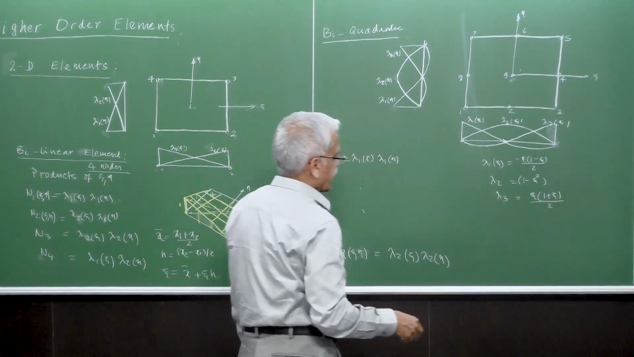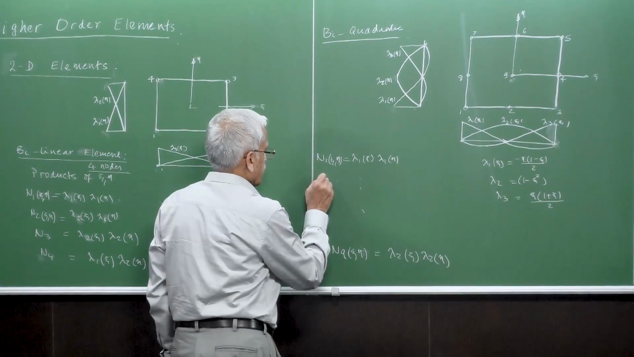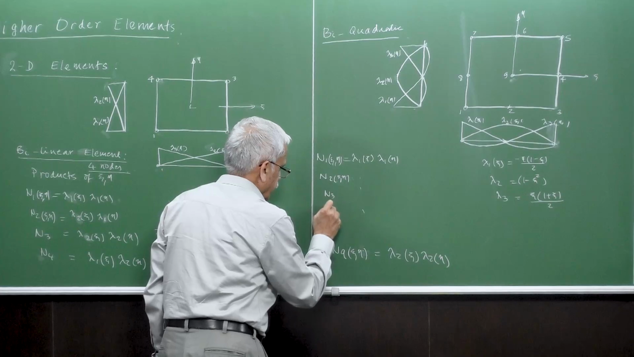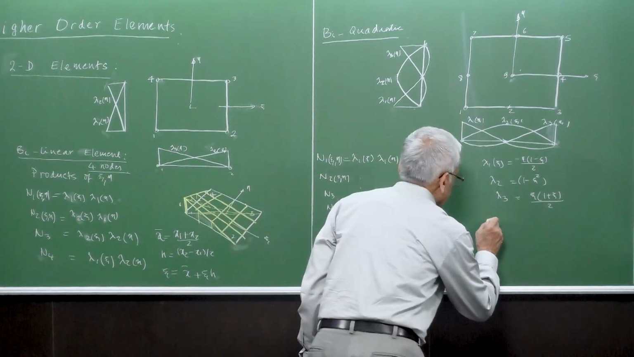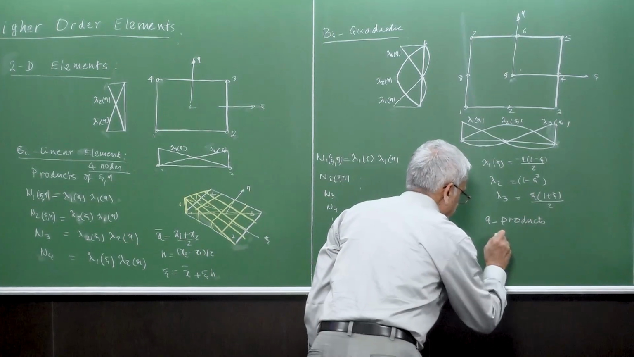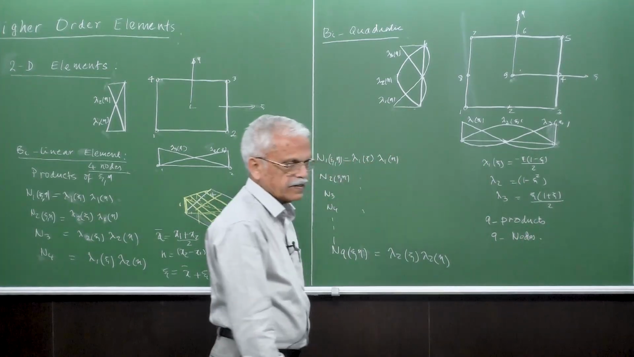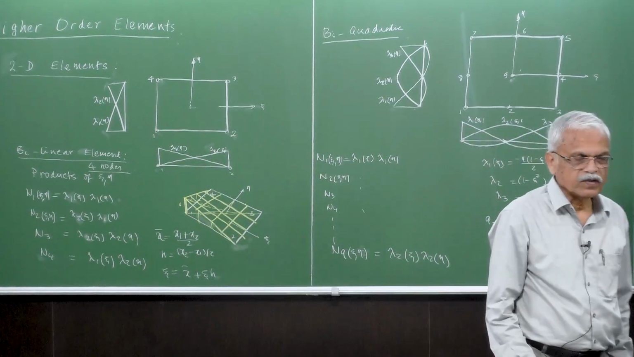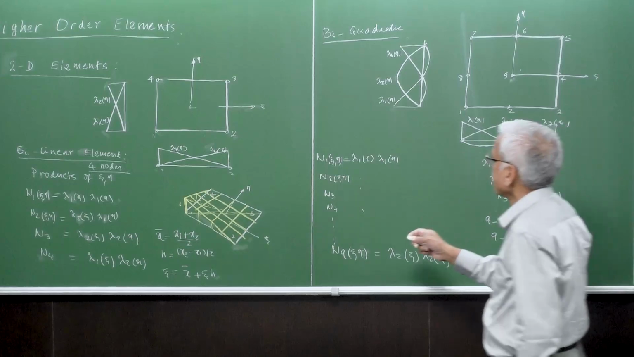So similarly here you can write for the 3 here. So like this, we have xi eta and 3, 4 and so on. So like this, you have 9 products and 9 nodes, and accordingly 9 shape functions, right? So this is how you can very easily develop even for the next case of bicubic. So this is 9 noded.